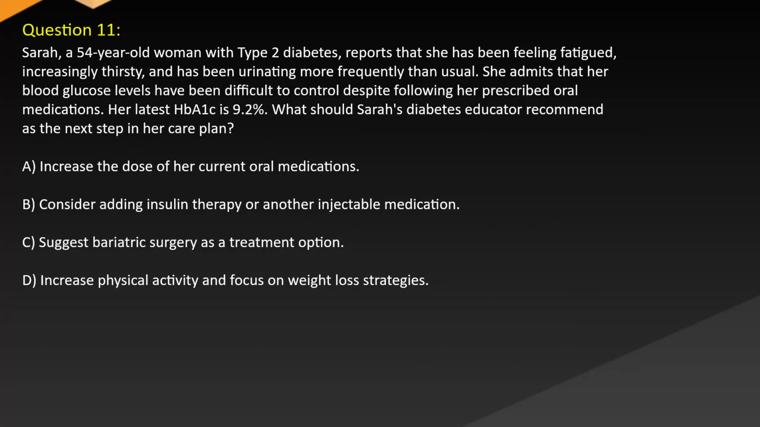Question 11. Sarah, a 54-year-old woman with type 2 diabetes, reports that she has been feeling fatigued, increasingly thirsty, and has been urinating more frequently than usual. She admits that her blood glucose levels have been difficult to control despite following her prescribed oral medications. Her latest HbA1c is 9.2%. What should Sarah's diabetes educator recommend as the next step in her care plan?